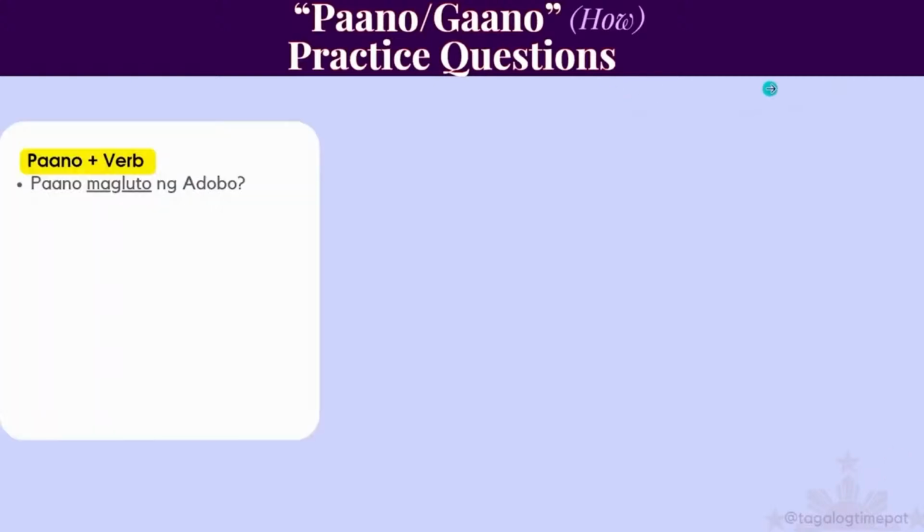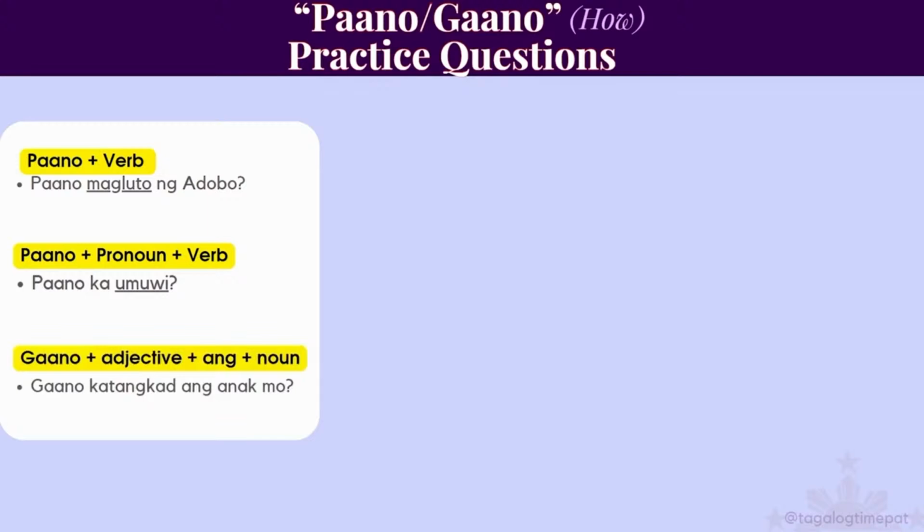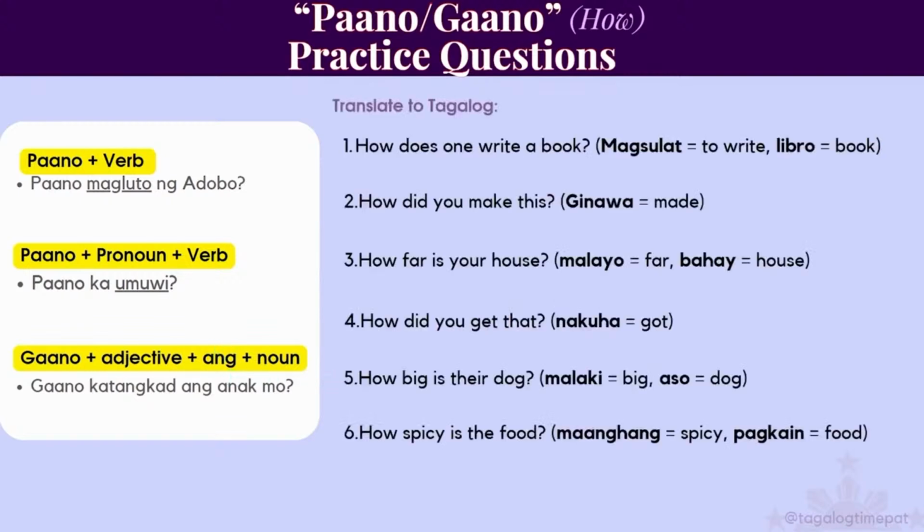Now, let's practice using paano and gaano in some questions. So, paano is with a verb. How do you do something? And then paano plus a pronoun plus a verb if you want to be specific by adding a pronoun. Gaano uses an adjective. So gaano plus adjective plus ang plus a noun. Okay, so just try to follow these sentence structures. And then here are the examples that I want us to do. Let's do number 1 together.